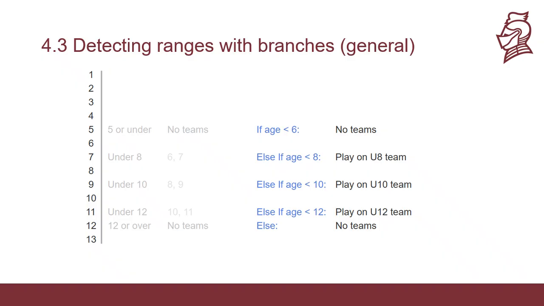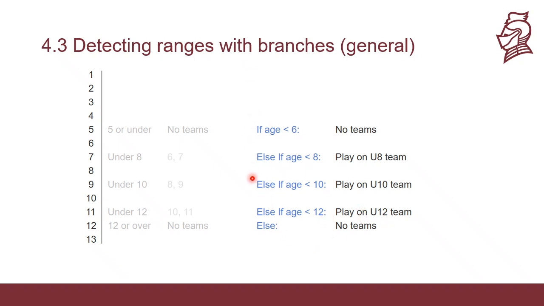So we can use this to detect ranges with branches. So in this little chart, we're trying to decide which sports team a child will play on. So if you look at it, if the child's age is less than 6, no teams. Else, if the age is less than 8, we play on a U8 team. Else, if the age is less than 10, we play on a U10 team. Else, if the age is less than 12, we play on a U12 team.